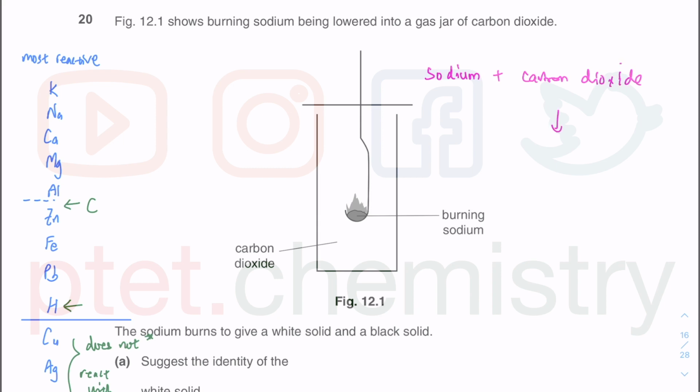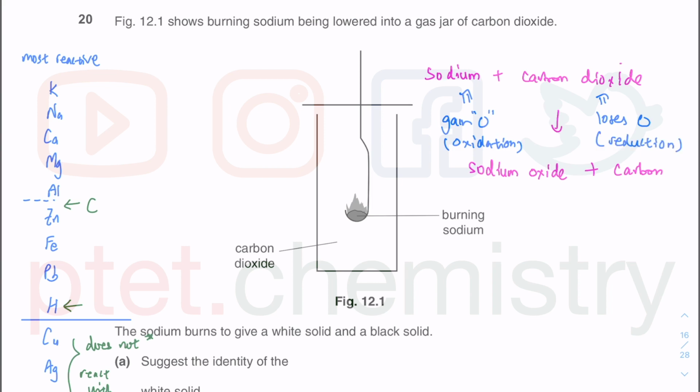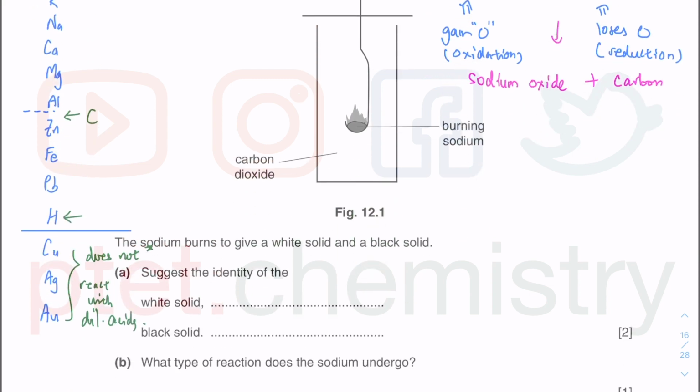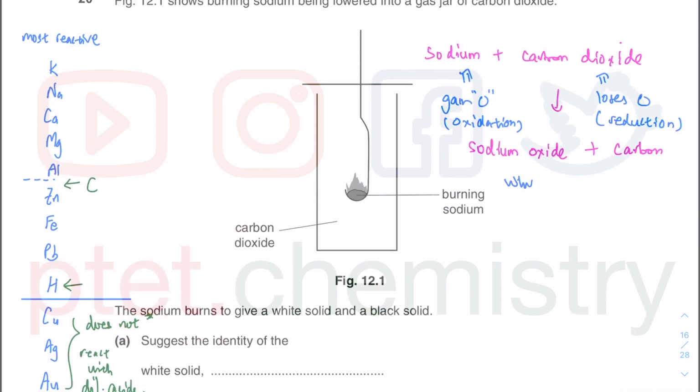You should probably be able to see the sodium can steal away the oxygen and therefore you will get sodium oxide. We don't call it sodium dioxide because this is not a covalent molecule. This is an ionic compound between metal and non-metal. The carbon dioxide loses the oxygen. So what happened there is I can say that one loses oxygen, that one gains oxygen. Gain of oxygen is oxidation and loss of oxygen is reduction. There's the definition of oxidation and reduction in your syllabus. So suggest the identity of the white solid. The white solid is going to be this thing here, whereas carbon is a black solid.